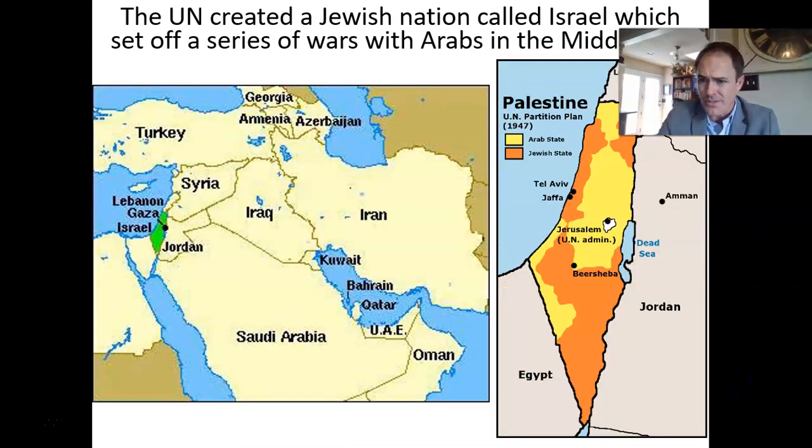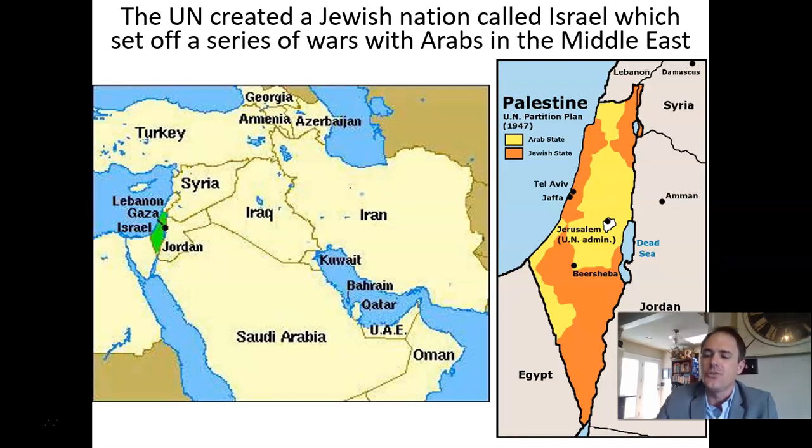Now, one of its first actions was to create a Jewish nation known as Israel, which set up a series of wars with Arabs in the Middle East. Now, we're going to come back to this topic, but just as a preview, Palestine was given to the British as a mandate after World War I, essentially a colony. And the British promised the Arabs, for fighting with them against the Germans in World War I, an Arab state. I'm sorry, they promised the Jews a Jewish state. They also made promises to the Arabs.